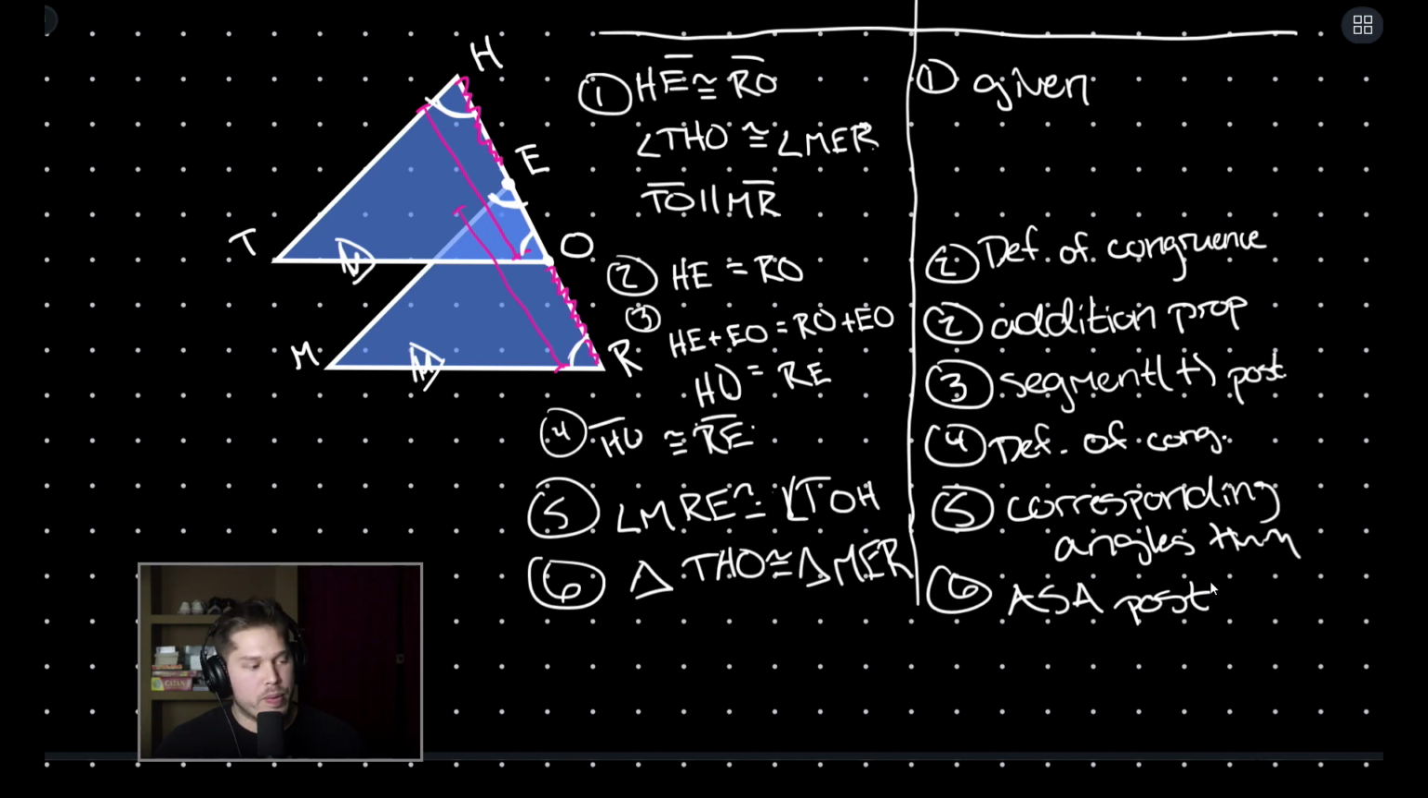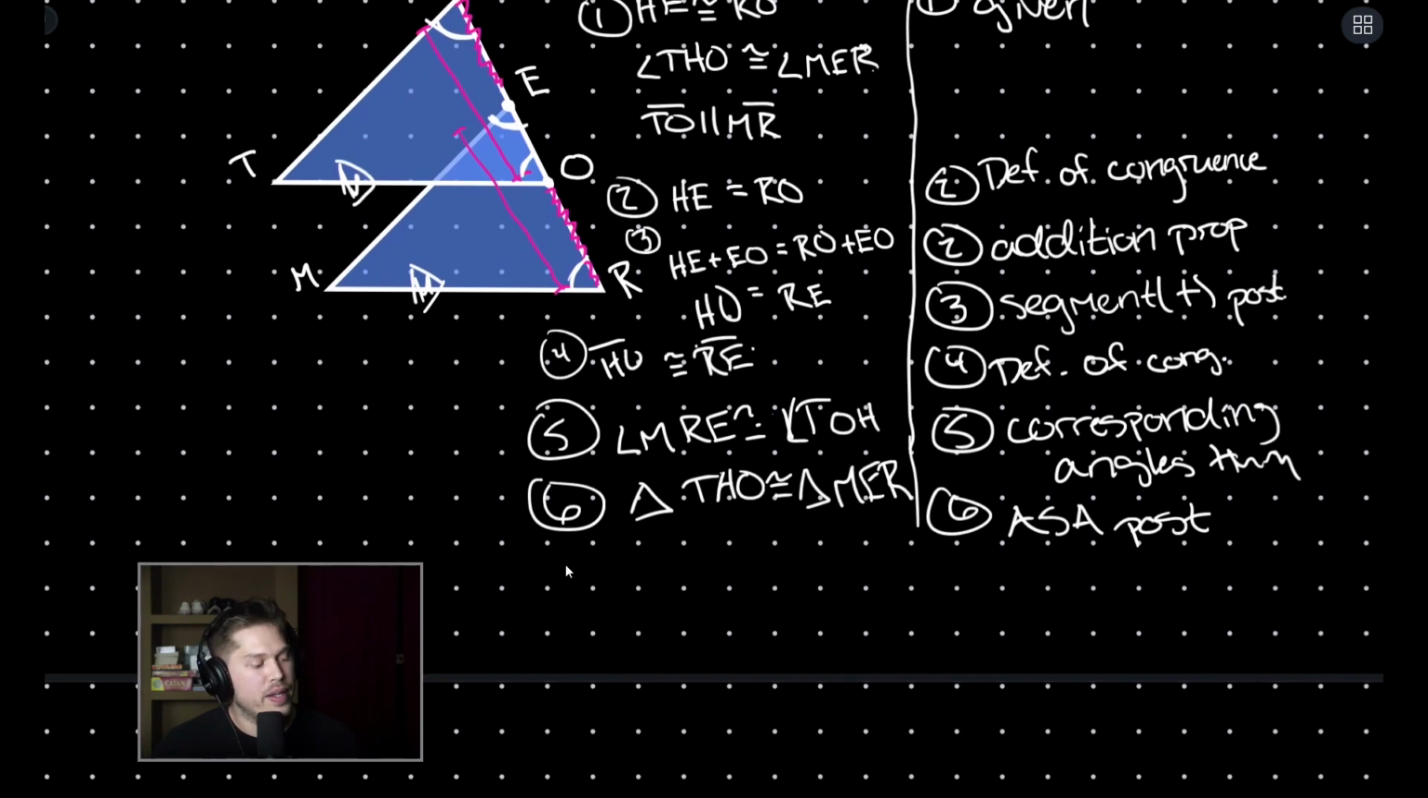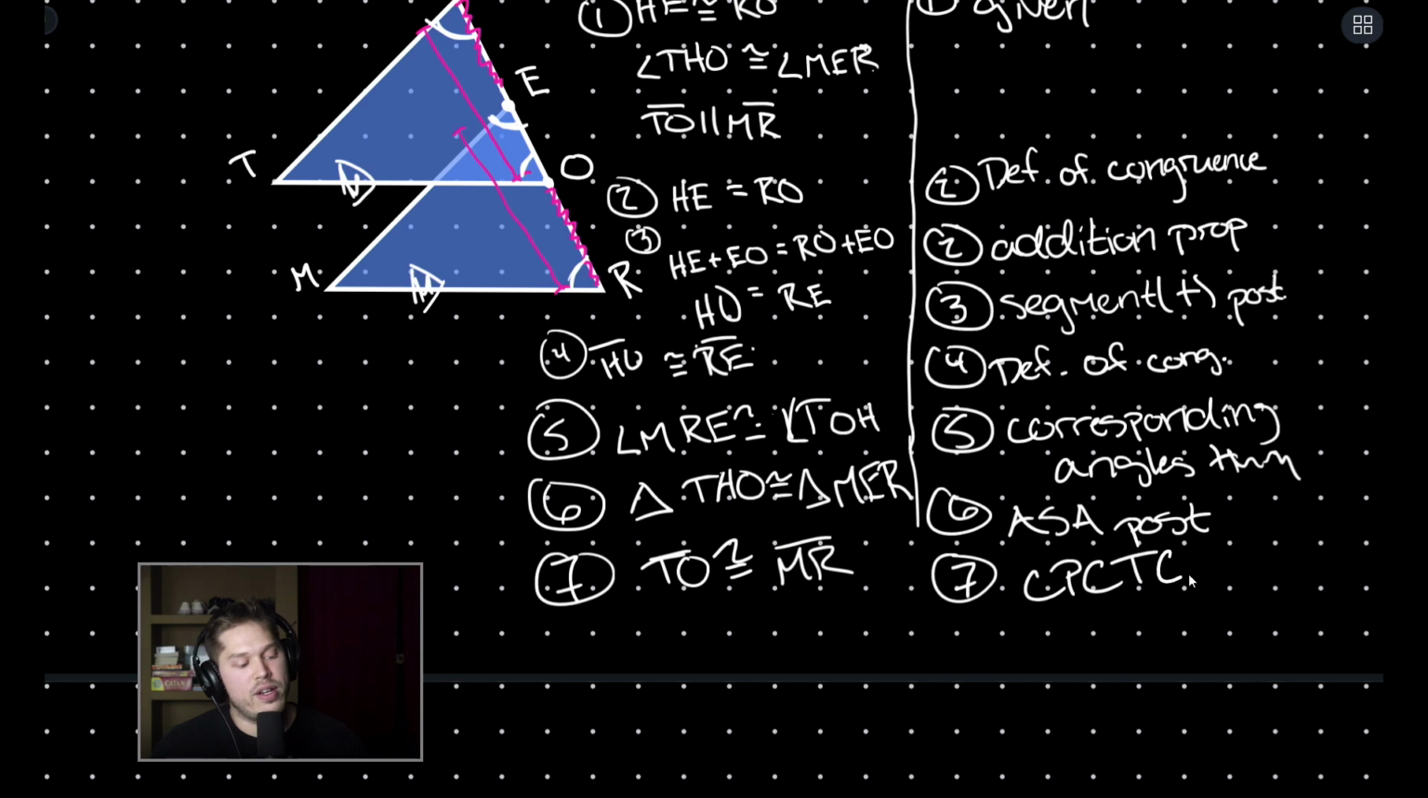Now, exactly what were we trying to prove here? We're trying to prove that TO is congruent to MR. Well, we can say that now. We can say that segment TO is congruent to segment MR. Why? Because congruent parts of congruent triangles are congruent. Bam, bam. Thank you, ma'am. This proof is done. Excellent work, everybody.